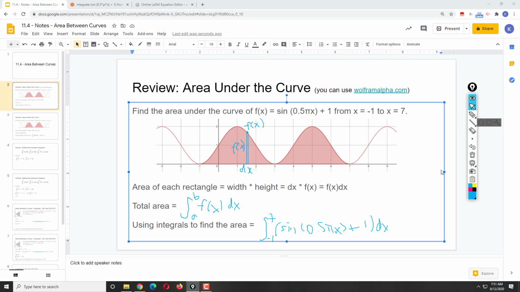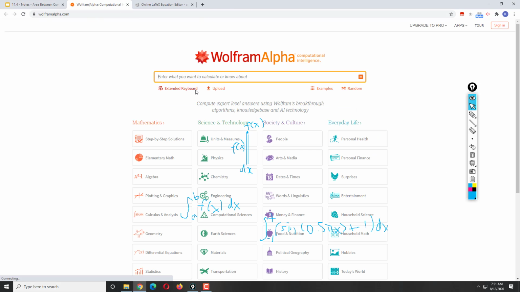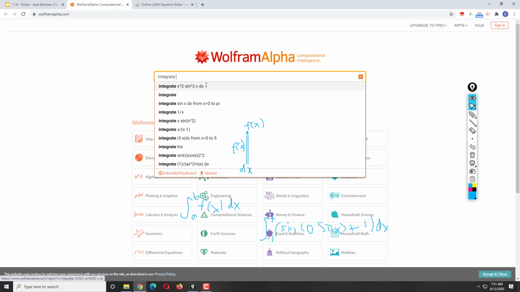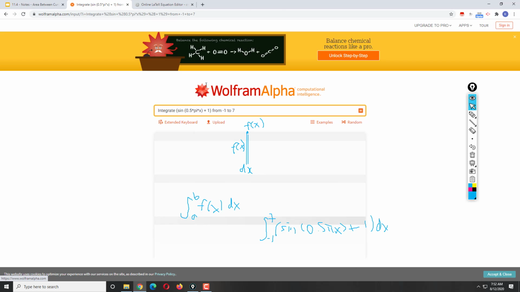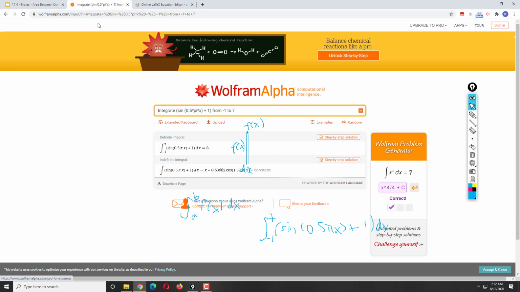Okay. For this lesson, for your homework and on the AP test, you can use a graphing calculator. So you can just go to wolframalpha.com and have them do the calculations for us. How do we do that? We just type integrate. Our function is sine of 0.5 times pi times x plus 1 from -1 to 7. Have them do the integral for us, and Wolfram Alpha gets 8. So the answer is 8.